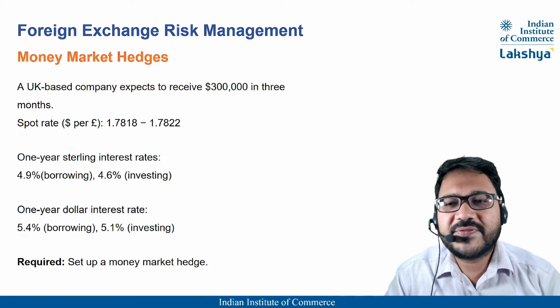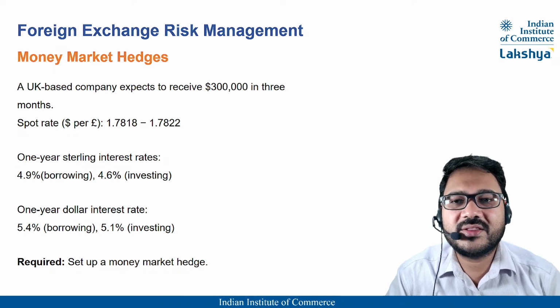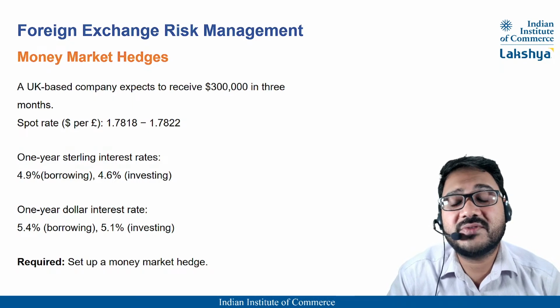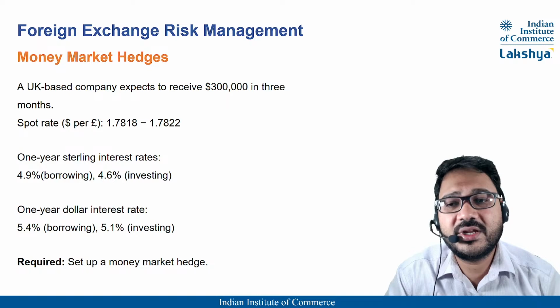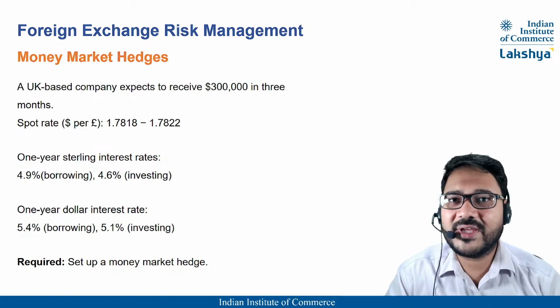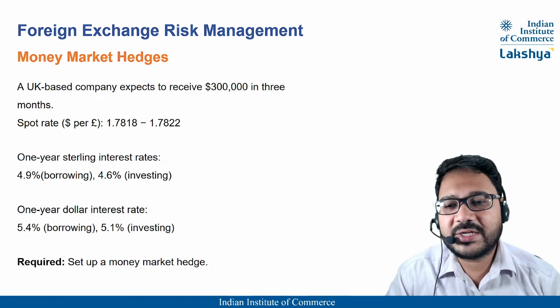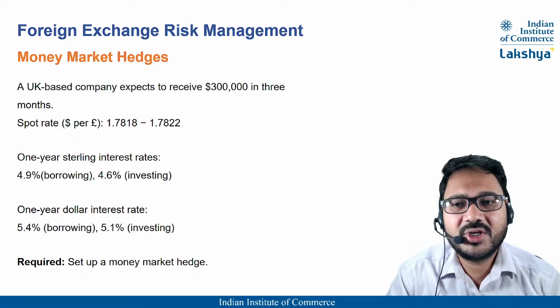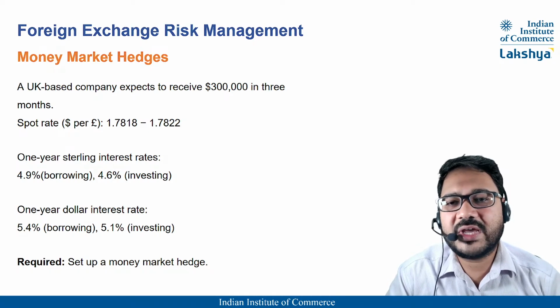So very simple. Firstly, you ask yourself that in the foreign currency, is it an asset or a liability? In this case, we are to receive. That means it's an asset. To balance this out, we shall create a foreign liability. That means in dollars, we are going to borrow, which means the applicable rate will be 5.4%. Okay, now these dollars that we have borrowed, we shall convert at the spot rate.